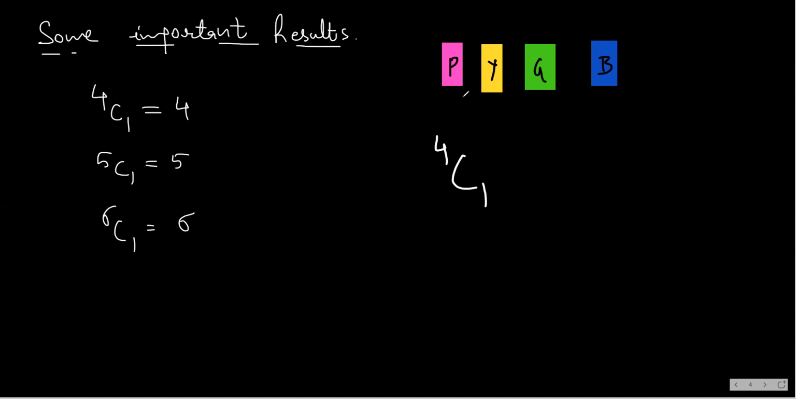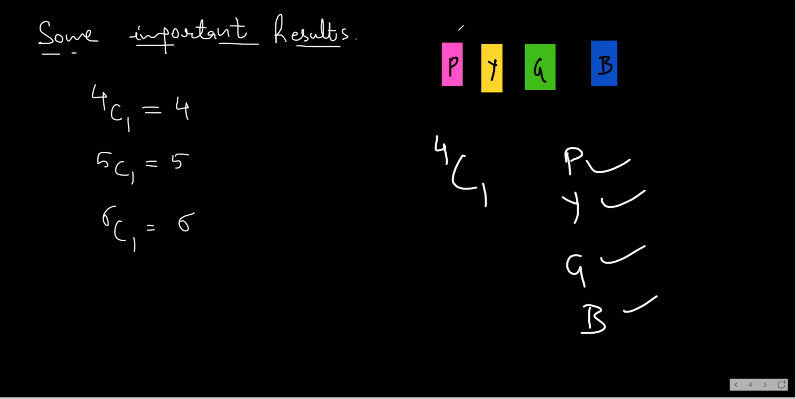You will select P, or you will select Y, or you will select G, or you will select B. See, there are 4 ways. You can select it in just one way. I'm sorry, you have to select just 1 out of 4. You have to select just 1 out of 4. So you can do it in just 4 ways.